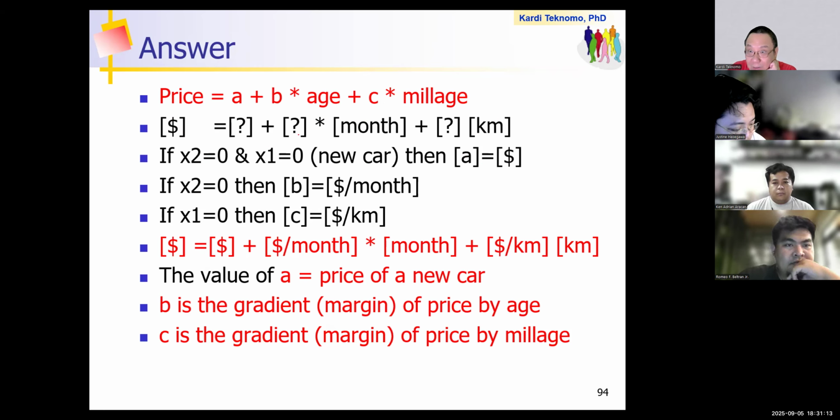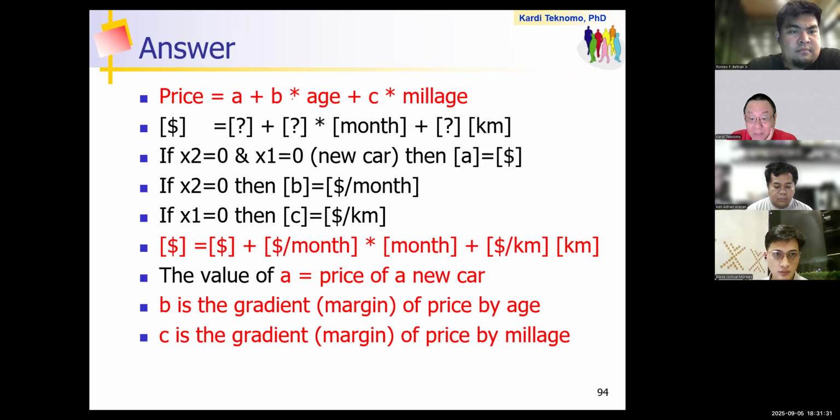How about B? When you put x2, the mileage, as 0, now you have A in price, in dollars already. Now, what is the dimension of B, the unit? Yes, Romeo?